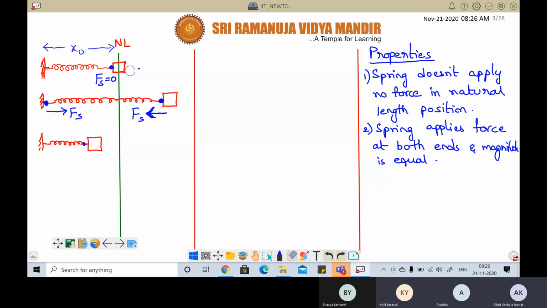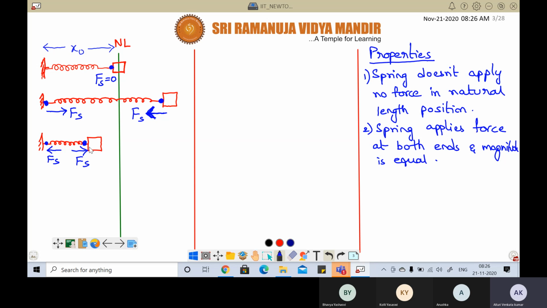Sir, it will come back. The block will move which side? Right side. Who is making the block move right side? I am not there. Spring force. So that means the direction of spring force at this end is which side? Right side. And what about the other end? Left side. Okay. Is it clear? So this is in elongation, you see the direction of spring force, and in compression, you see the direction of spring force.